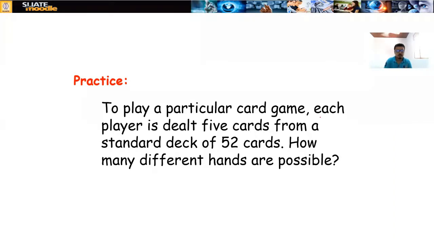Each player is dealt 5 cards, sorry, not 4, 5 cards, from a standard deck of 52 cards. How many different hands are possible?